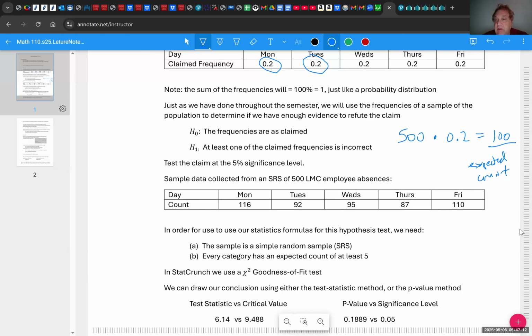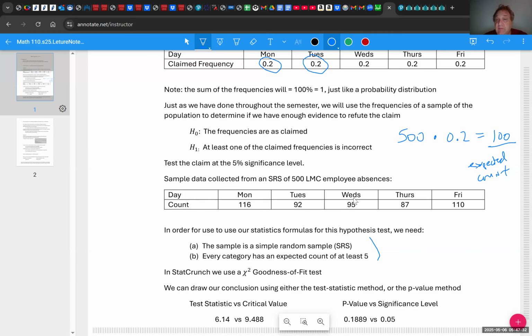All right, so now we're going to use our statistics formulas because we have an SRS, we have expected counts of at least 5, and we can use our statistics to calculate our p-value, our test statistic, etc., to determine whether we have enough evidence to reject the null hypothesis.